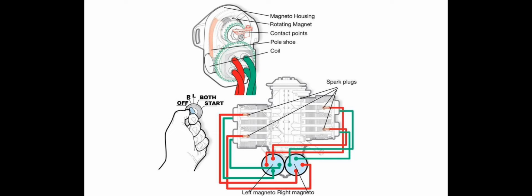What is a dual ignition system, and what part of the system is grounded when the ignition switch is placed in the right position? Two separate magnetos. Each magneto has a plug in every cylinder. Set the switch to right, the left magneto will be grounded.